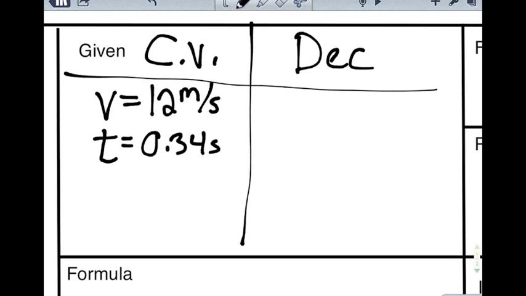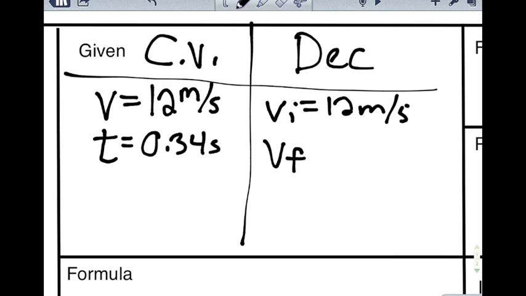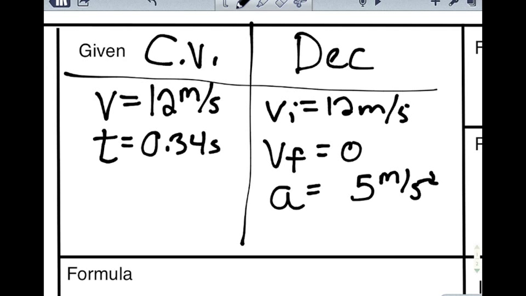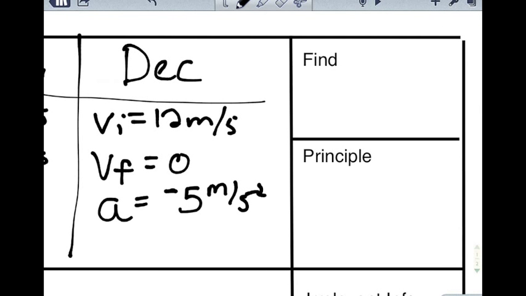As far as while we're decelerating or while we're braking, we know that we had an initial velocity of 12 meters per second. We know that we're going to have a final velocity of 0 because we're going to come to a stop. And we know that the deceleration of the car is 5 meters per second squared, and that's opposing the motion of the car, so we know it's going to be negative 5 meters per second squared.